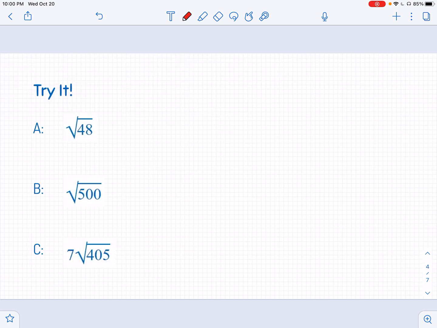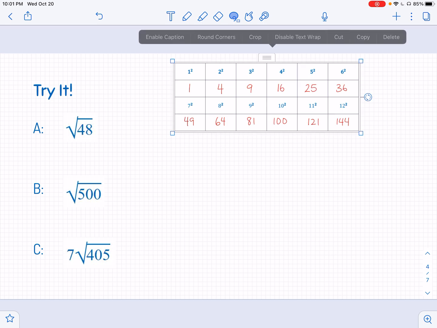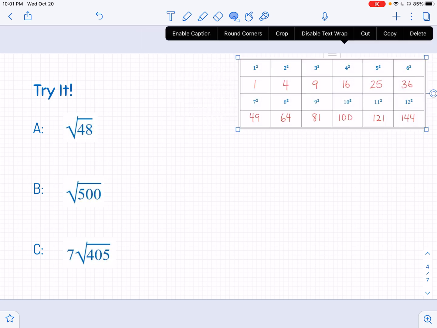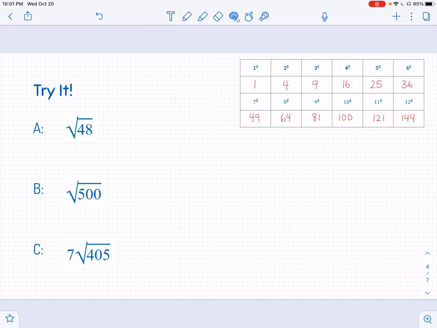Take a minute and see if you can do these try it questions. So I'm going to put this back over here just so we can use it as a reference. So the largest one of these that divides evenly into 48 is 16. And 16 times 3 is 48. I don't know the square root of 3, but I know the square root of 16 is 4.